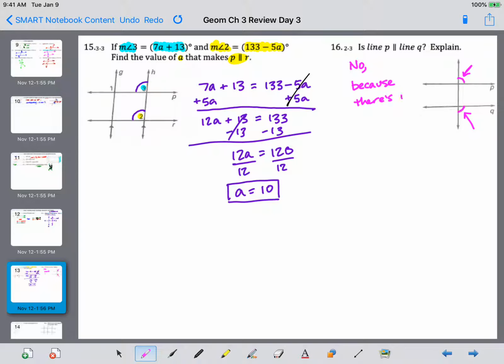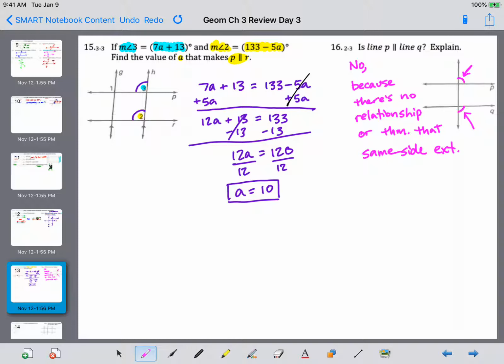there's no relationship between those types of angles, or there's no theorem that says anything about consecutive, or not really consecutive, but the same side exteriors. So we don't have enough information here. If we knew those two angles were 90 degrees, we could say that they were by theorem 3.12, but we just don't have enough information.